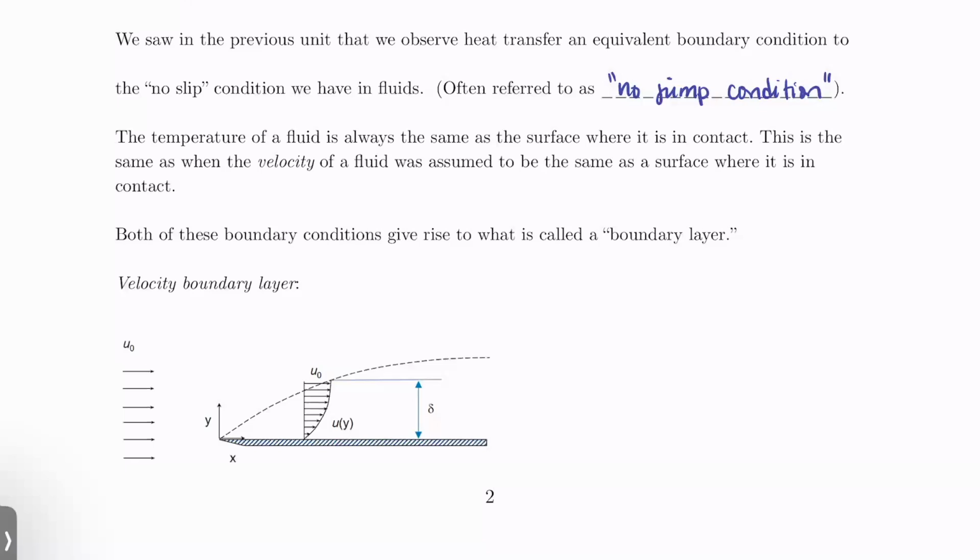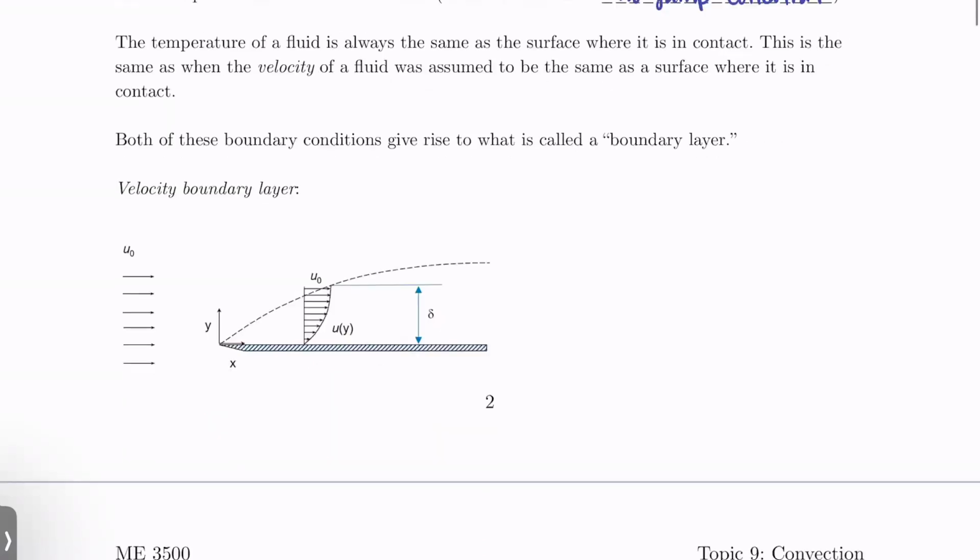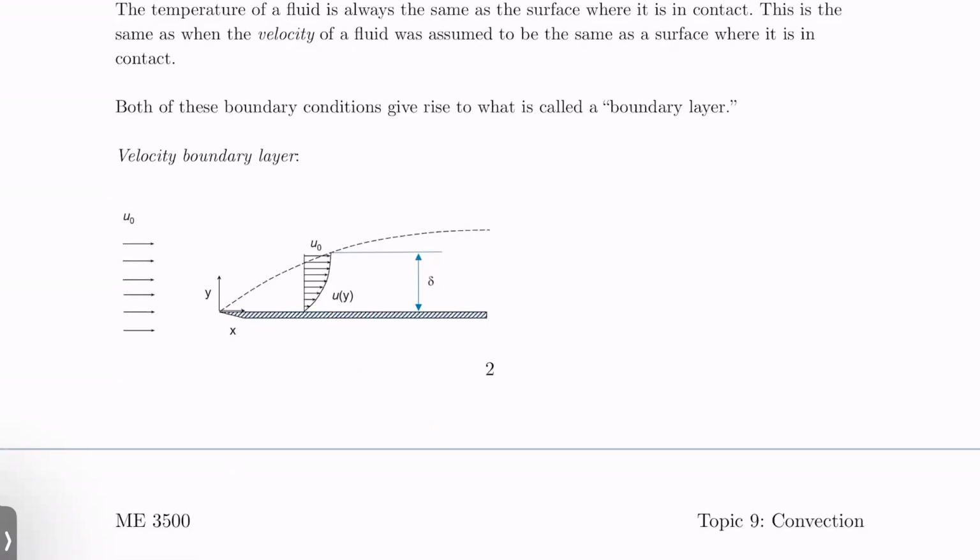So both of these boundary conditions together, no slip and no jump conditions, are going to give rise to what is called the boundary layer. We talked about this a little. The boundary layer is where we have this region of slower moving fluid particles, because there's a plate there slowing down the fluid velocity. So we have our slower moving fluid particles due to the existence of the plate.